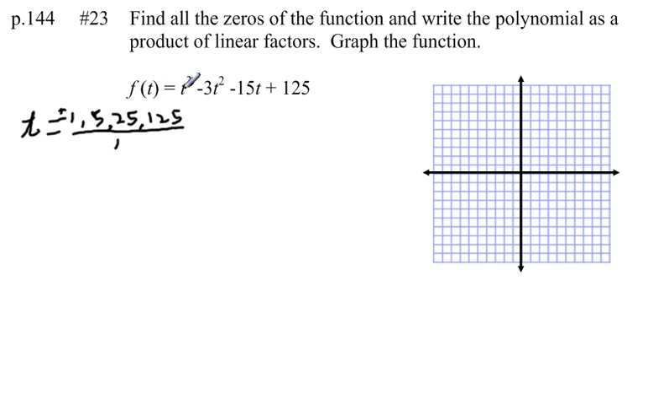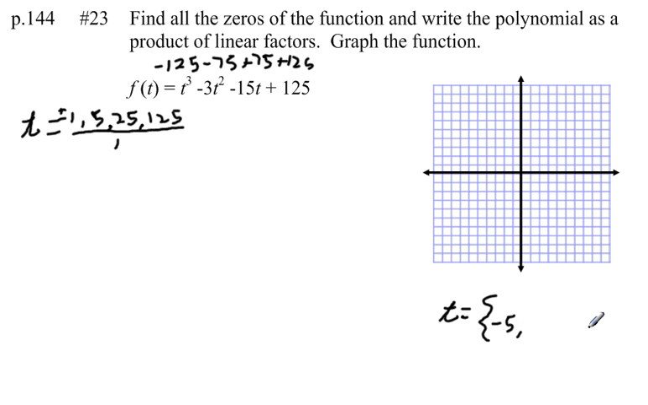So negative 5. Negative 5 cubed is negative 125. Negative 5 squared is 25 times minus 3, so that's minus 75. Negative 15 times negative 5 is plus 75. And then plus 125. That equals 0. So that tells me negative 5 is a zero. So my zeros, I'm going to write down here, t equals, let's put our first zero in there. The first zero that worked that we found was negative 5, comma.